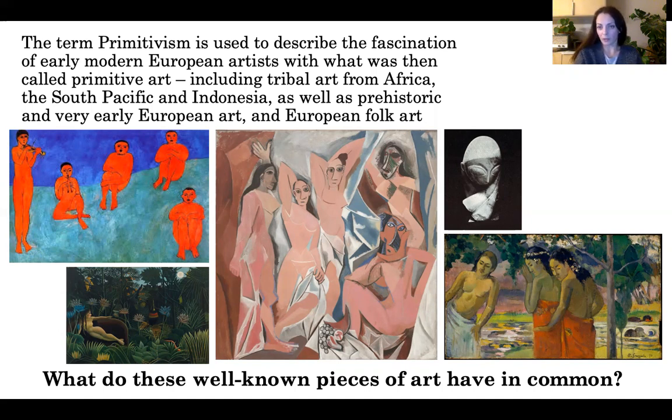The images you can see on the screen now are from a wide variety of very famous and well-regarded artists. You have Gauguin, Brancusi, Picasso, Rousseau, and Matisse. And I wonder if you could tell me or think about what all these well-known pieces of art actually have in common. Especially because when we look at them, we perhaps don't see a commonality amongst them, but actually they were all classed in some way under this umbrella term of primitivism.